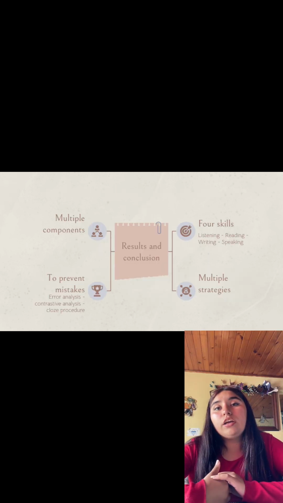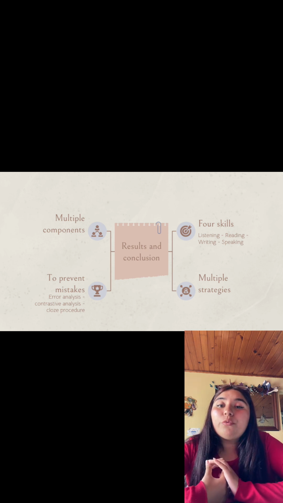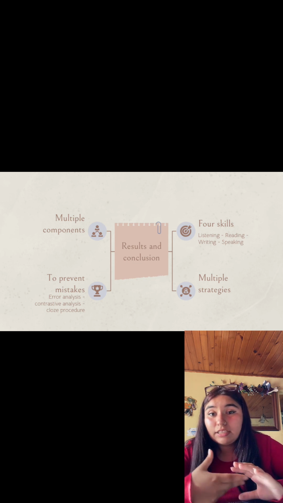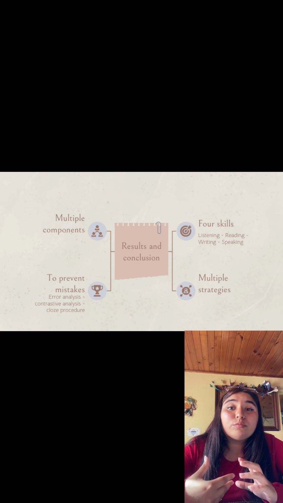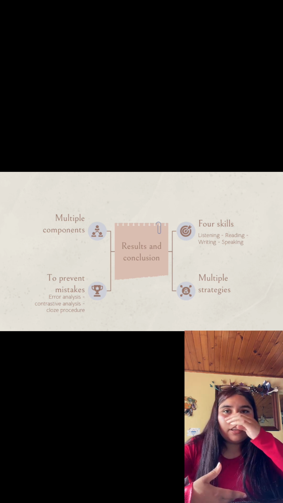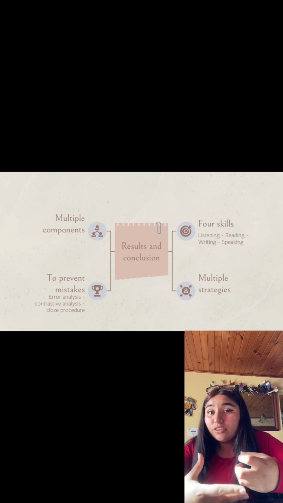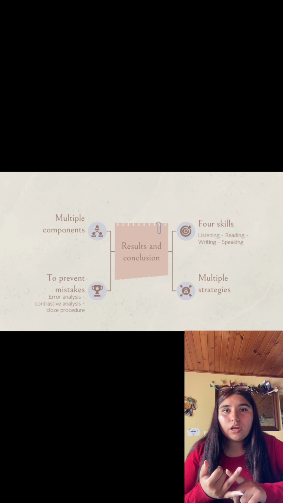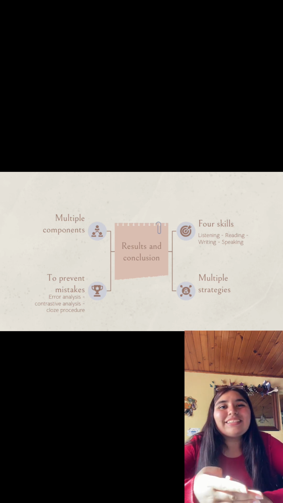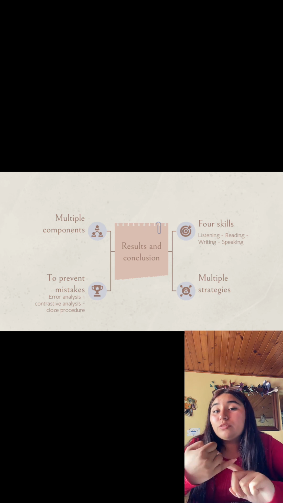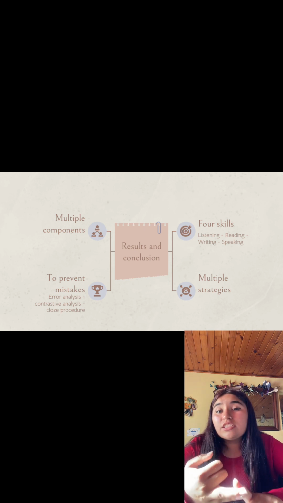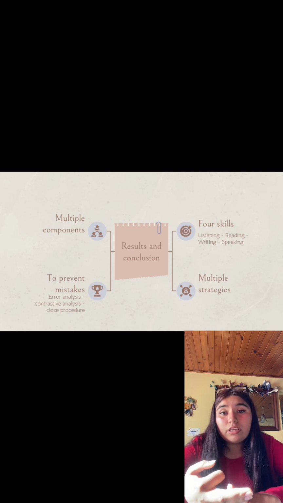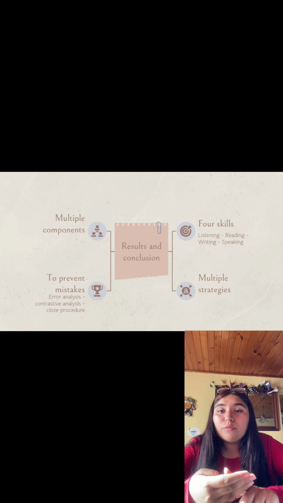So, the results and conclusion of the paper. We conclude that the teaching and learning of a second language is not as simple as it can be thought. There are multiple components that have to be considered when you attempt to teach another language, such as the four inherent skills, which are listening, reading, writing, and speaking. The first one being about the system of the language, the second one about decoding and interpretation of symbols, the third one graphic communication, and the fourth one production of sounds.